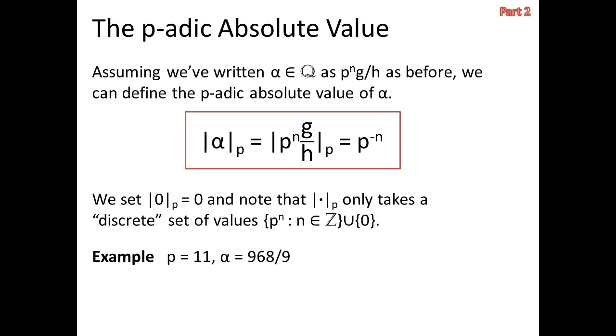So here's just an example. If we fix p to be 11, and alpha is 968 ninths, then to find the p-adic absolute value of 968 ninths, for p is 11, we write 968 ninths in the way we're supposed to, as we've just talked about, and we see that this was 11 squared. So the 11-adic absolute value of this number is 11 to the minus 2, or 1 over 121, just by the definition.